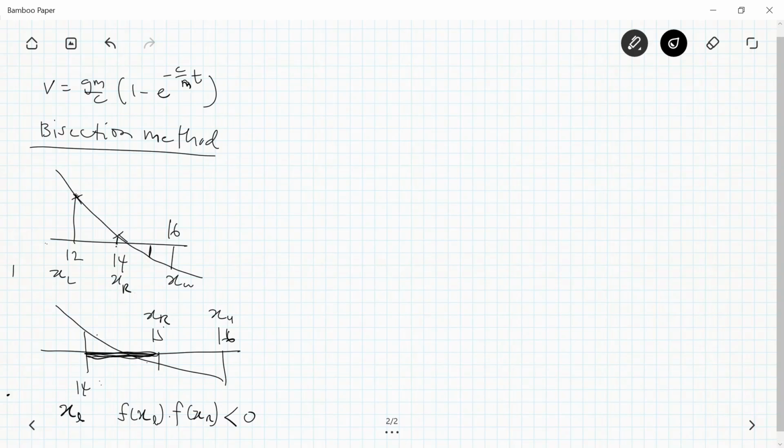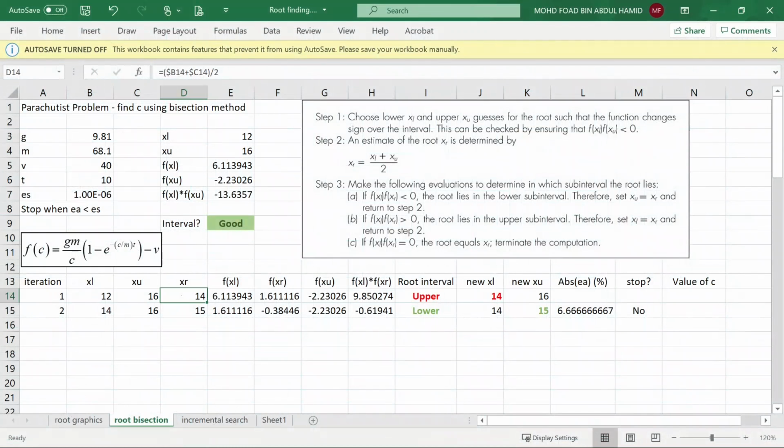So let's take a look at my Excel here. So notice that the new XL is 14. The upper remains the same, and XR is 14 plus 16 divided by 2, which is 15. And FXL times FXR becomes a negative number. Then we know the root is in the lower interval. So now what happens is that our lower remains the same, but our upper bracket is 15, right?